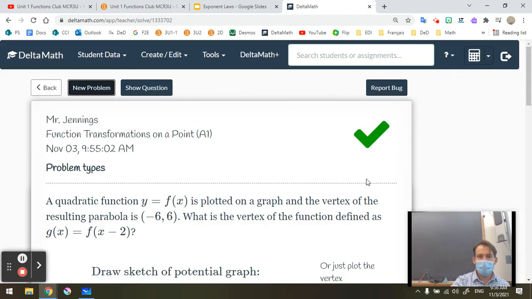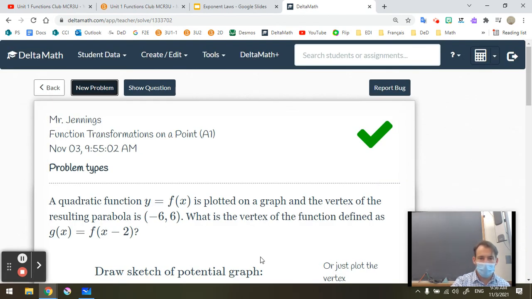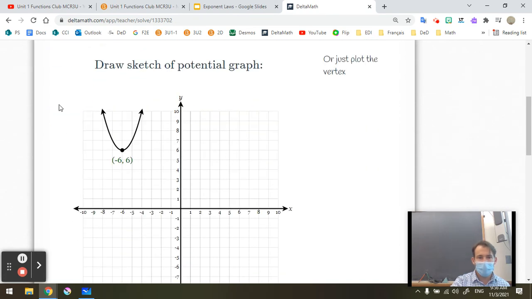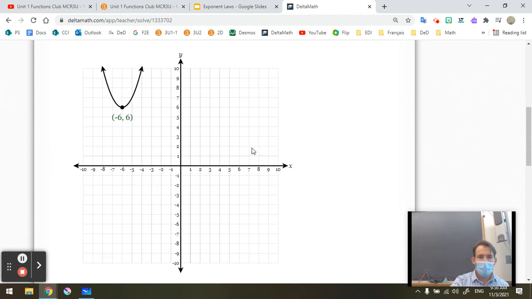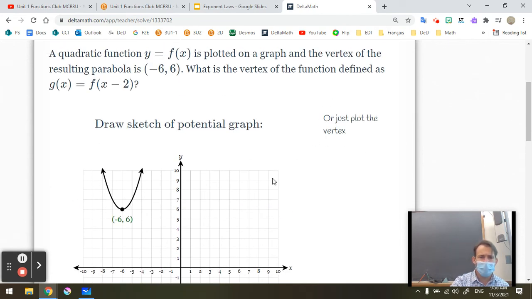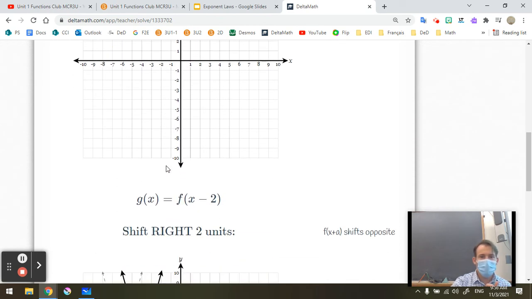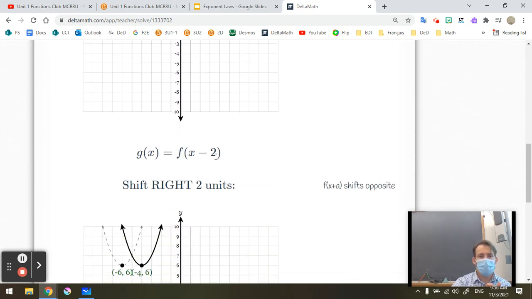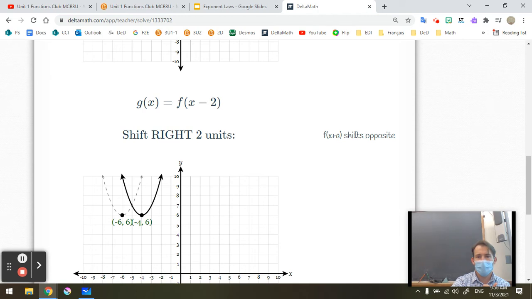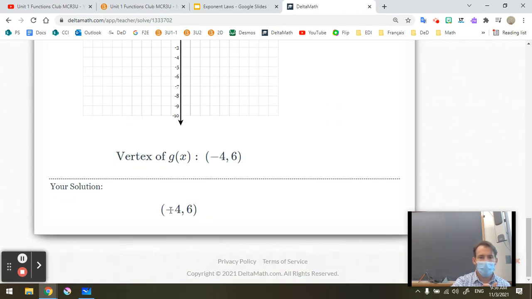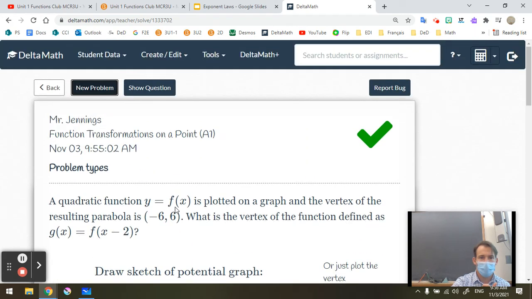And then use Delta Math to review this idea. Correct. Draw a sketch of the potential graph. Here's the potential graph of f of x. It's a parabola with that vertex. Or you could just plot the vertex, and you could plot it in your brain if you can visualize this. And then you see g of x is equal to f of x minus 2. This is subtract from inputs. This is an x value transformation. f of x plus a shifts opposite, they remind us. Shift right 2 units. So we want to get a lot of practice shifting these points.